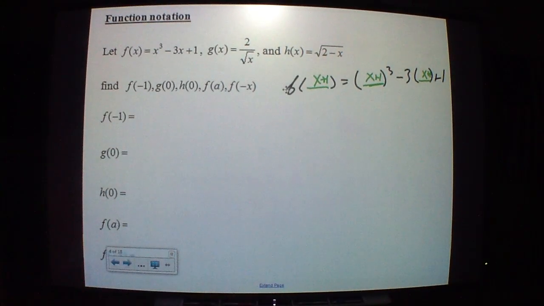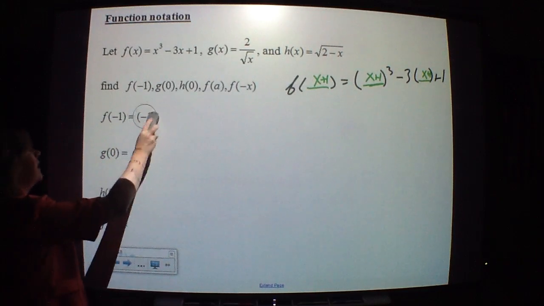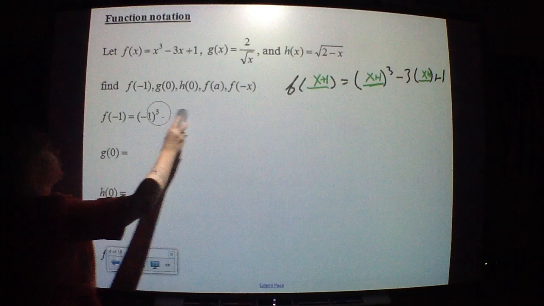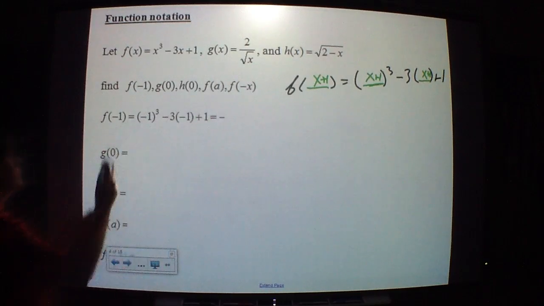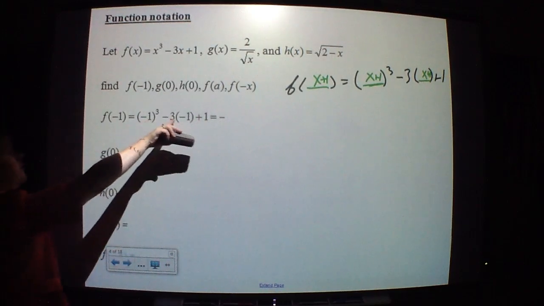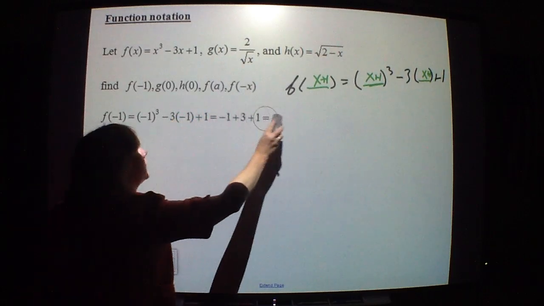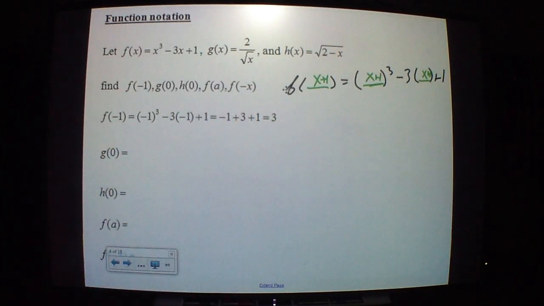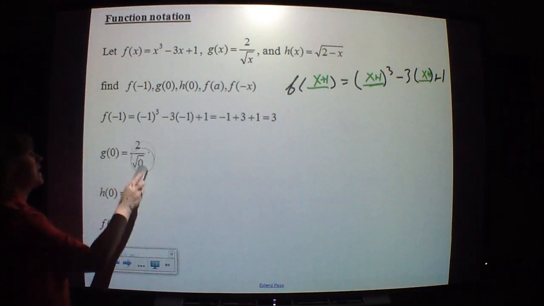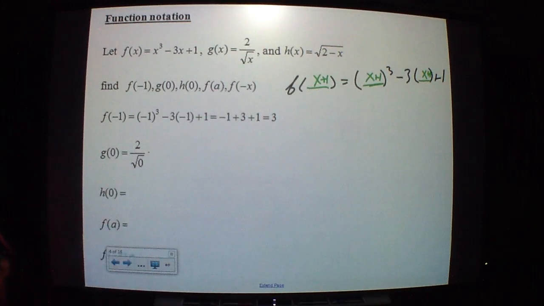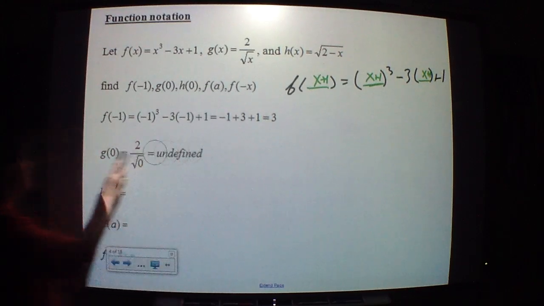So I want f of negative 1. So wherever there's an x, I'm going to put a negative 1. So I have negative 1 cubed minus 3 times negative 1 plus 1. Negative 1, this ends up being plus 3 plus 1, which gives you 3. In my g function, I'm going to put in 0 wherever there's an x. 0 on the denominator is undefined, so this is undefined.